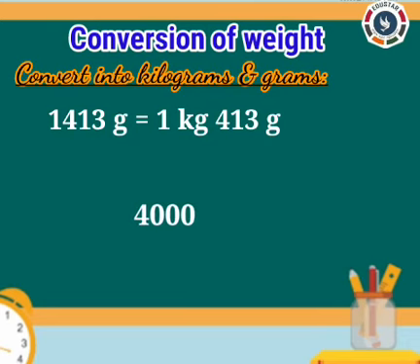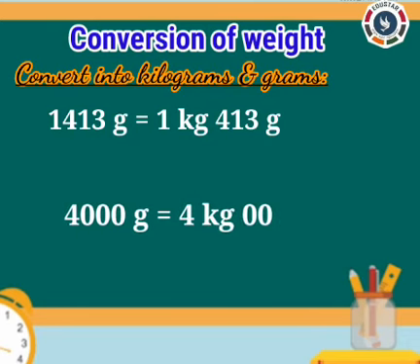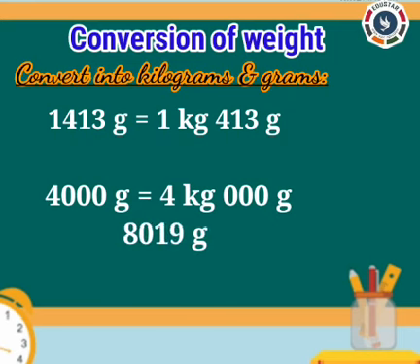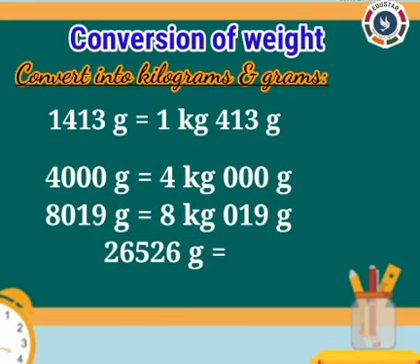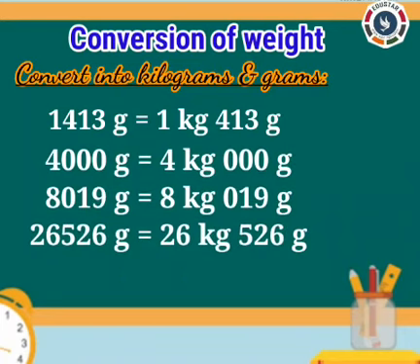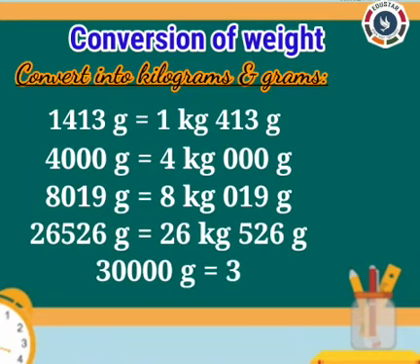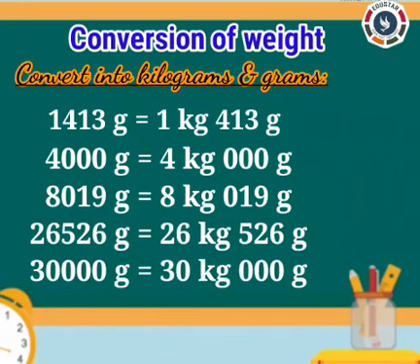Now you solve these sums. 4000 gram, 4 kilogram, 0 gram. 8019 gram, 8 kilogram, 19 gram. 26,526 gram, 26 kilogram, 526 gram. 30,000 gram, 30 kilogram, 0 gram. These are the conversion of weight.